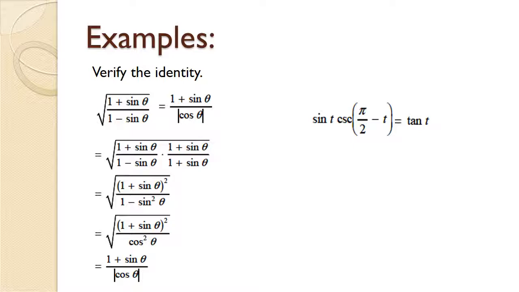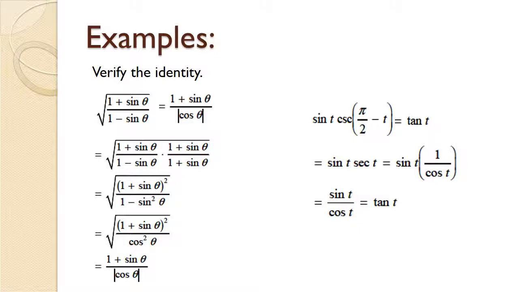For the one on the right, we need to remember that the cosecant of pi over 2 minus t is the same as the secant of t, and then convert everything to sine and cosine, and you end up with tangent.